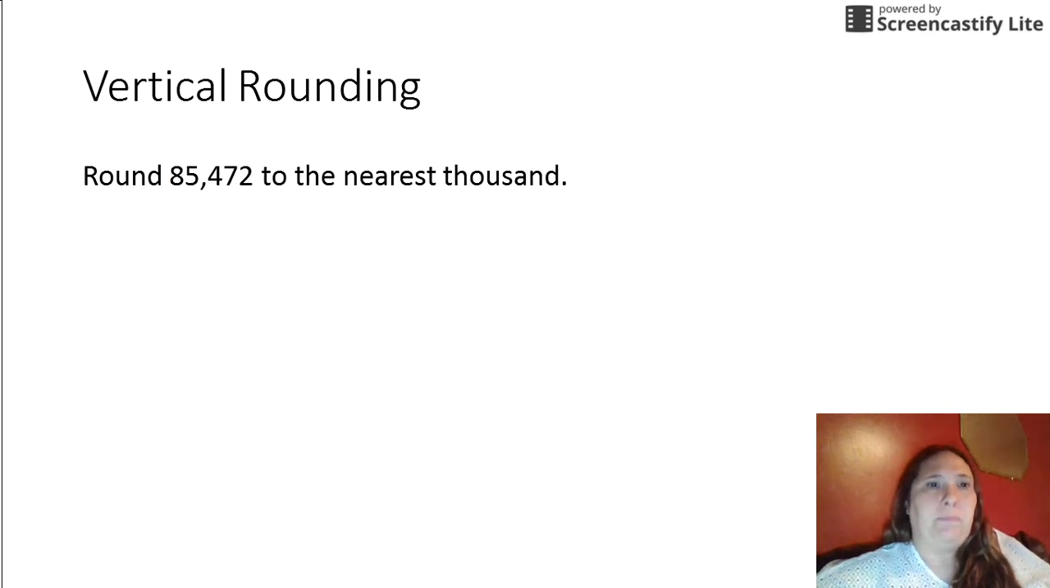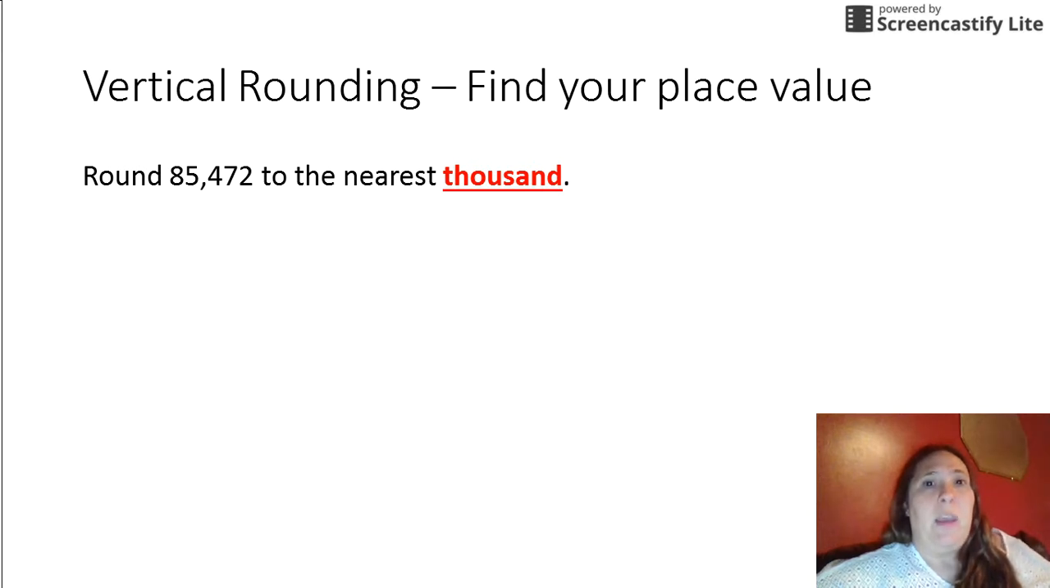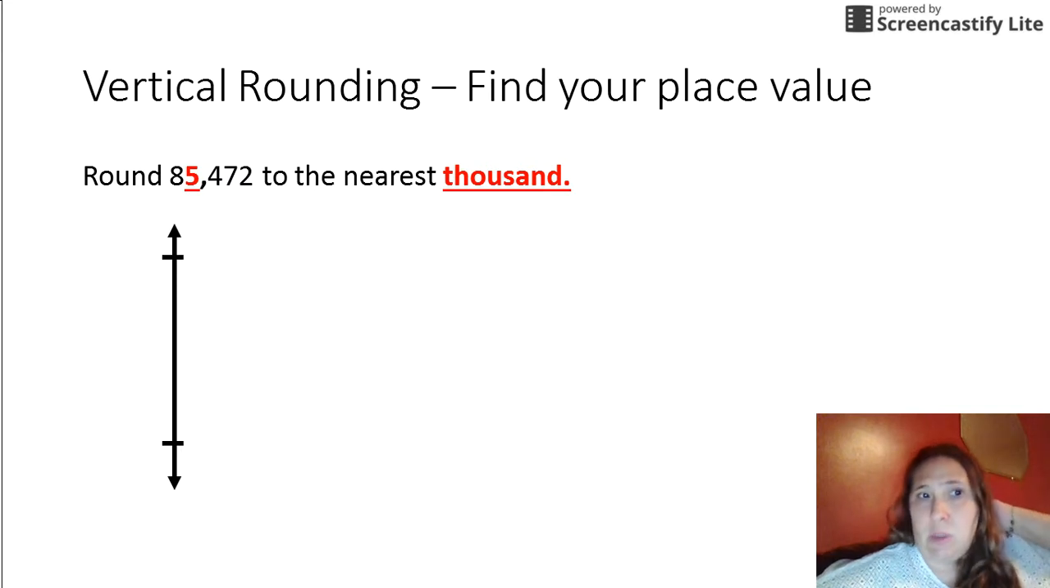Let's try another one. Round 85,472 to the nearest thousands place. So just like in the example before, the first thing we're going to do is find our place value. And the place value that we're working with in this question is the thousand place. Then we look at our number, 85,472. In this case, the 5 is in the thousands place. We're going to then make sure that we have our vertical line drawn up and down so that we can place our two numbers, our endpoints, on the vertical number line.